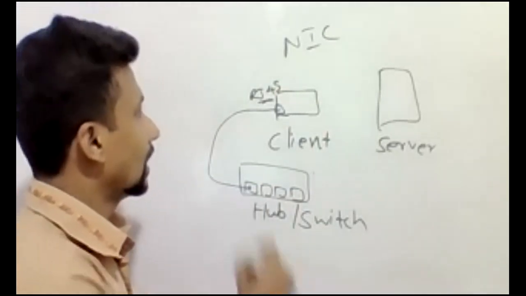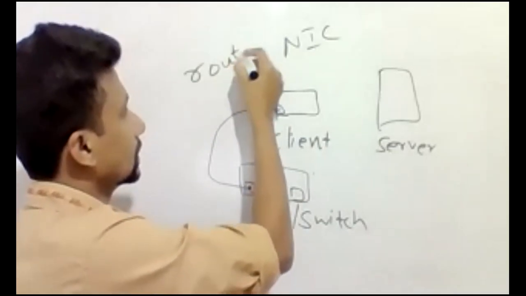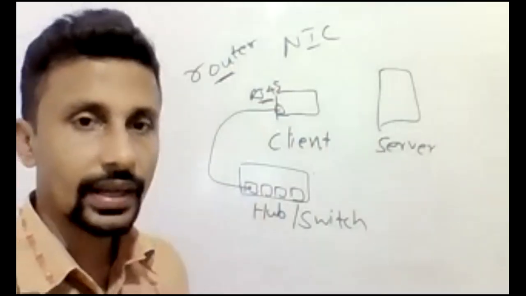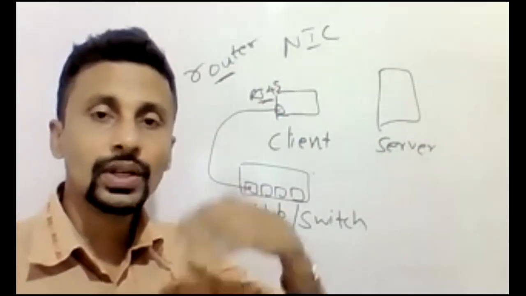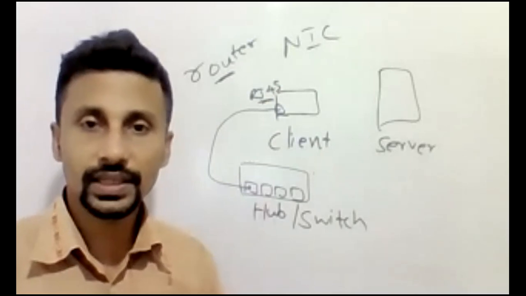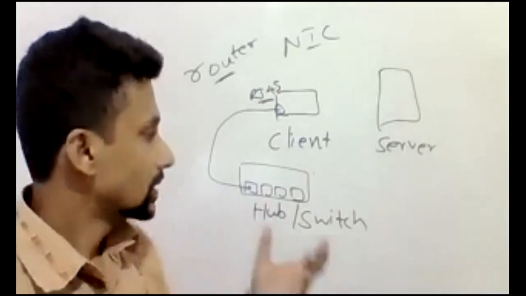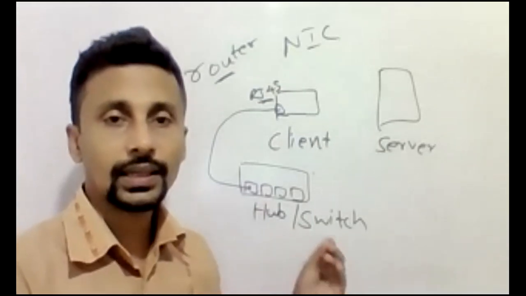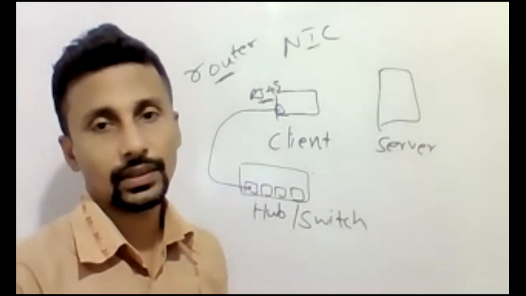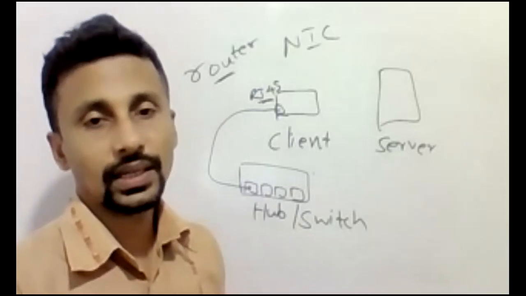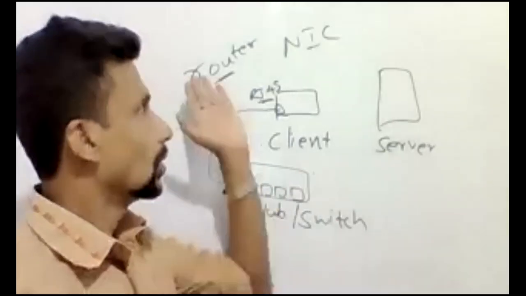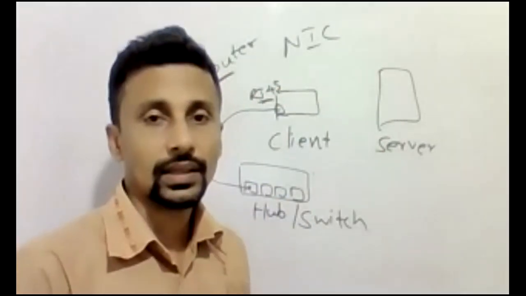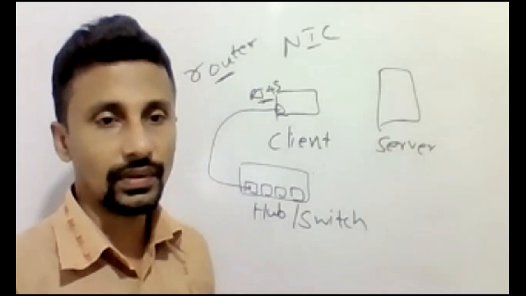Then other than that, we have something called a router. We use a router to connect our network to a different network, most probably the internet. Now this hub and switch, we are using to connect computers within a network. But a router is used to connect your network to another network, right? So those are the devices.